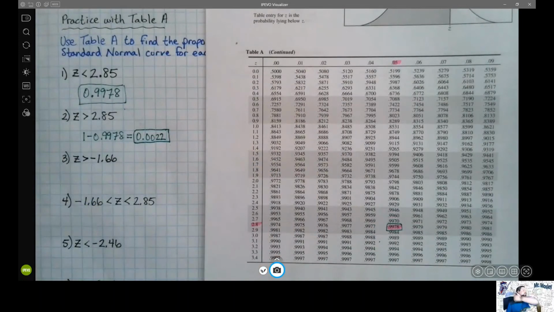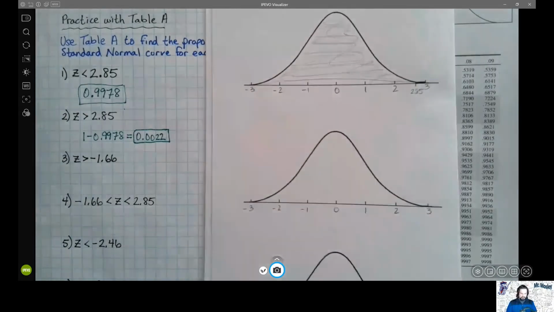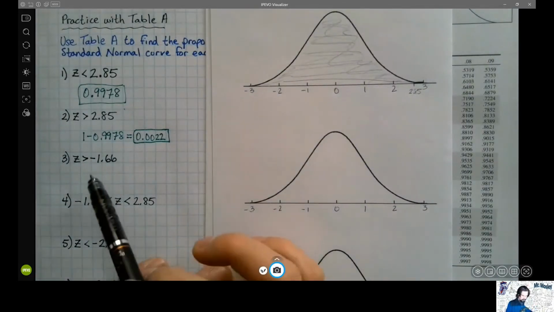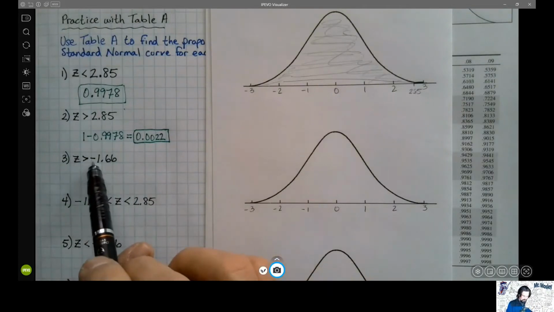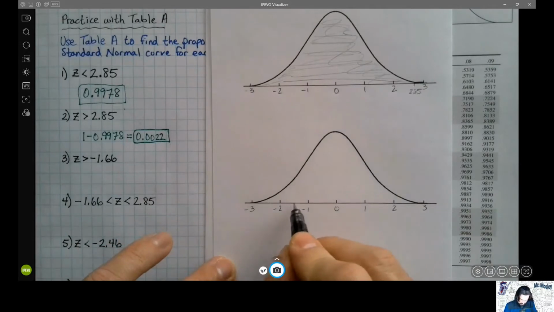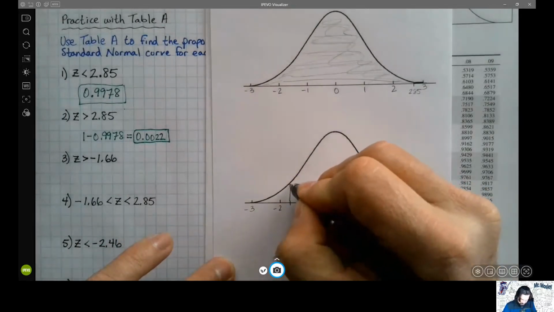Let's look at our next one here. We have z is greater than negative 1.66. We're going to use a different graph here. We're going to use this one and get this set up. So z is greater than negative 1.66. Negative 1.66 is going to be, we'll estimate, right here.